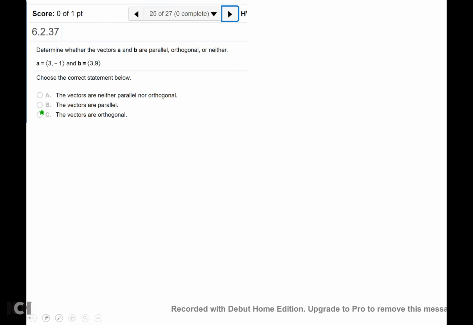Another example. I'm going to change this problem because I don't want to do another one where they come out orthogonal. So I'm actually going to do the example one on the next page. So we're going to use A is 1, 6, and B is 12, 2. Okay, so we're not working this one, because I want to show you one where you have to figure out if they're neither or parallel.